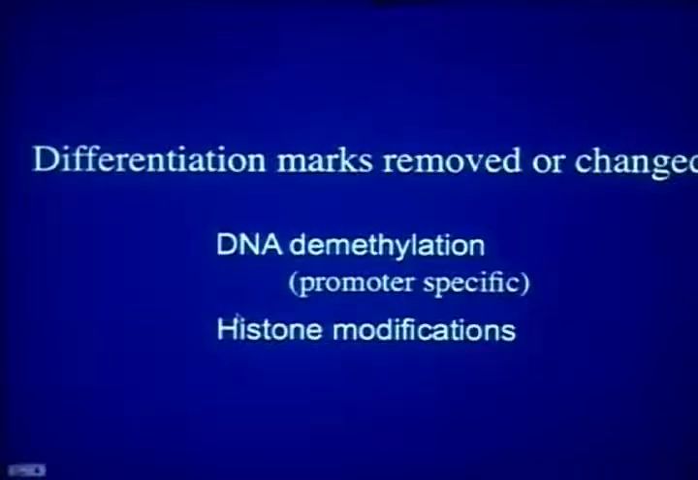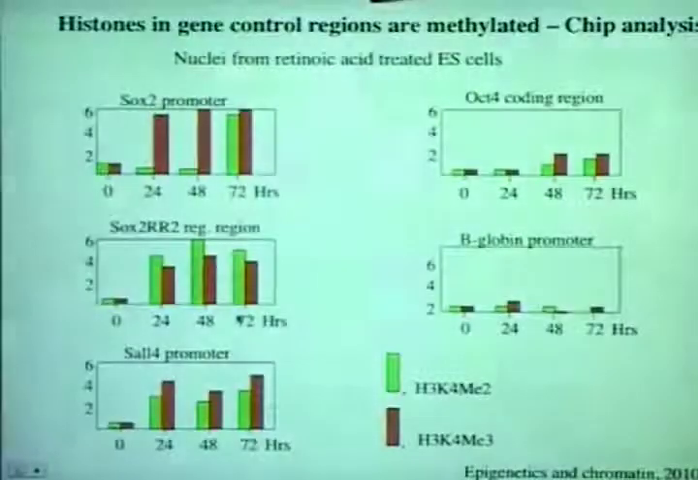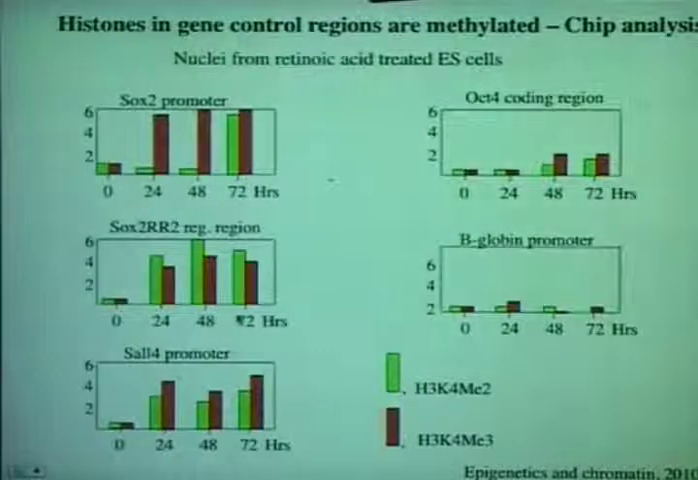And there are a number of histone modifications, which I'll show only briefly. This is methylation, H3K4 methylation. And if you look at the red and green bars, with these various control regions, there's a big change in the first 24 hours as the histone becomes methylated. So now we come to transcriptional reprogramming.